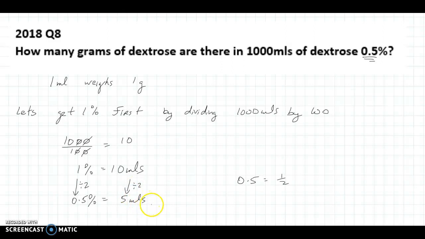The question is how many grams. Well, see, 5 mils is equivalent to 5 grams. So we have 5 grams in 0.5% solution. Yeah, so 5 grams is 0.5%, 1,000 mils solution. So 0.5% of the whole thing is dextrose or sugar, I think that is. So that's 5 grams is your answer.